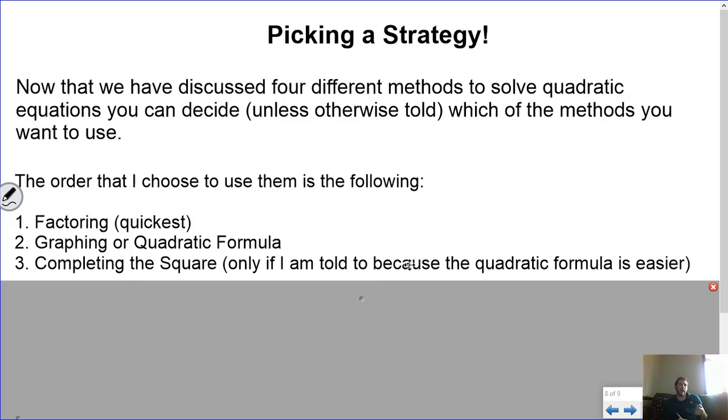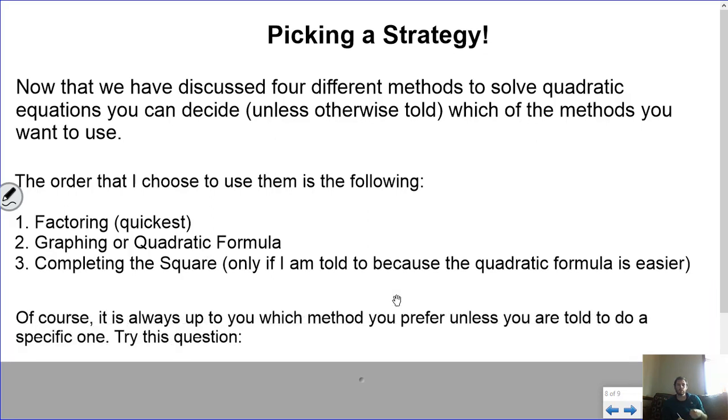The only time I ever really complete the square is if the question is telling me to. If it's saying you need to do this by doing complete the square, right? Because we've already gone through the process of getting the quadratic formula by completing the square, so why go through that extra work? Okay, so of course it is always up to you which method you prefer, unless you are told to do a specific one.